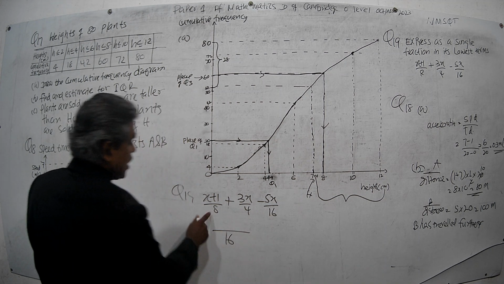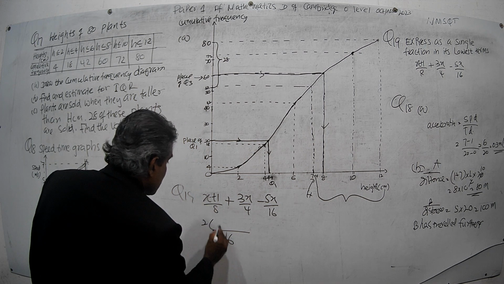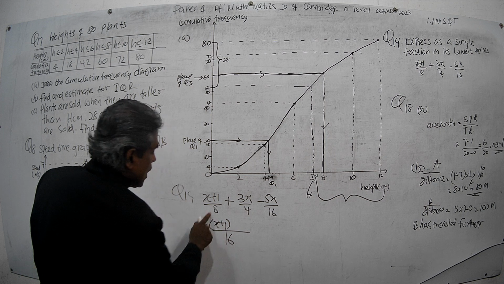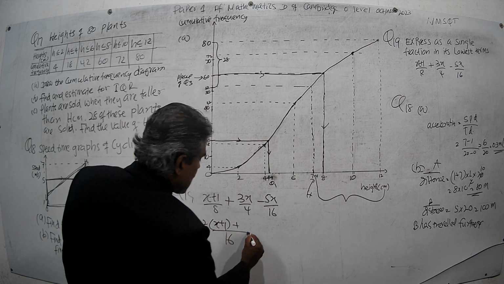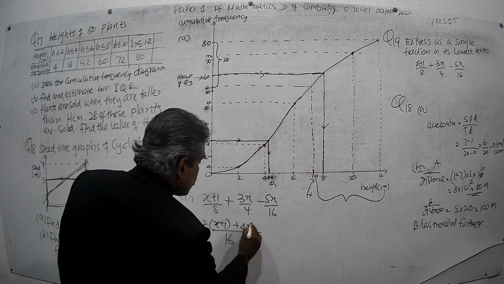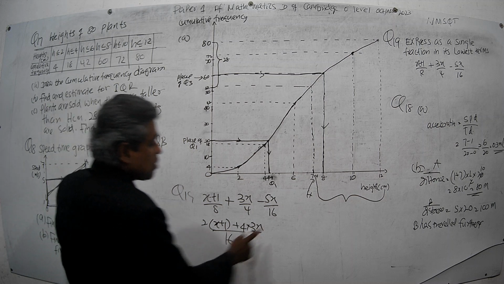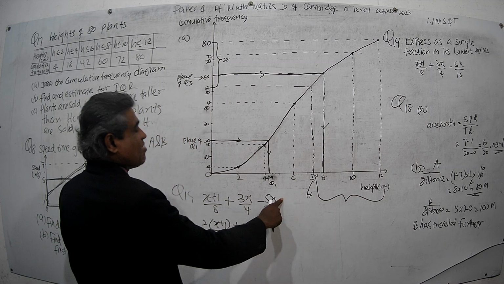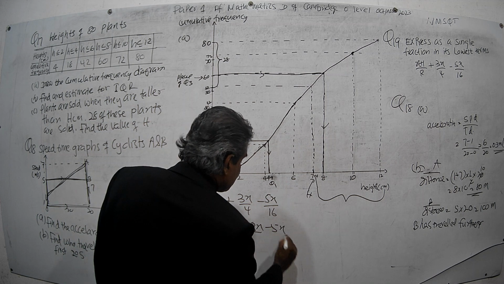To convert this 8 into 16, we have to multiply this by 2, multiply this also by 2, x plus 1, because 8 times 2 is 16. Then, to convert this 4 into 16, you have to multiply 4 by 4. Then multiply this also by 4, 4 times 3x. To convert this 16 into 16, you multiply by 1. Therefore, multiply this also by 1. 1 multiplied by minus 5x is minus 5x itself.